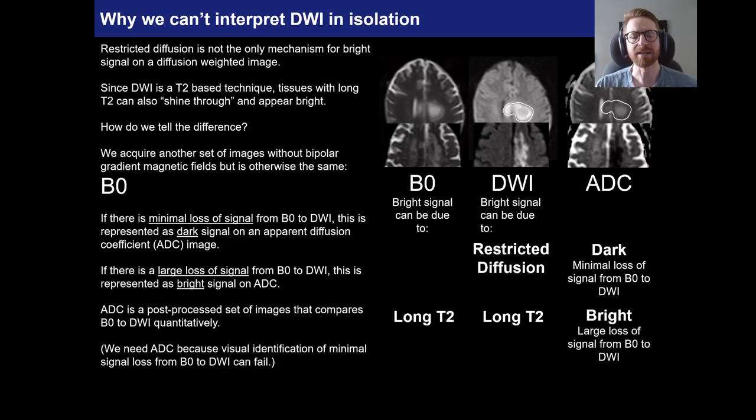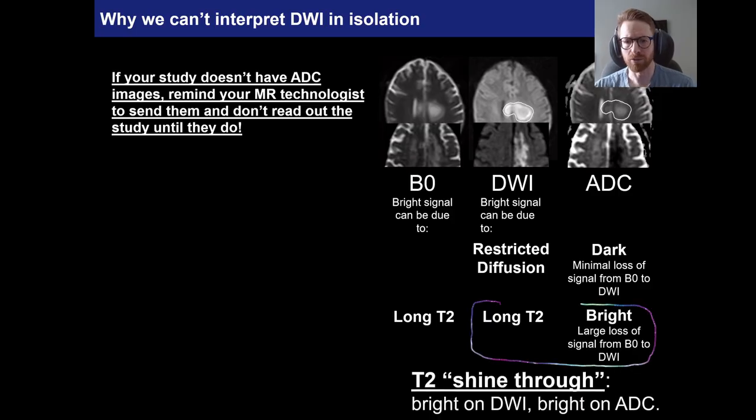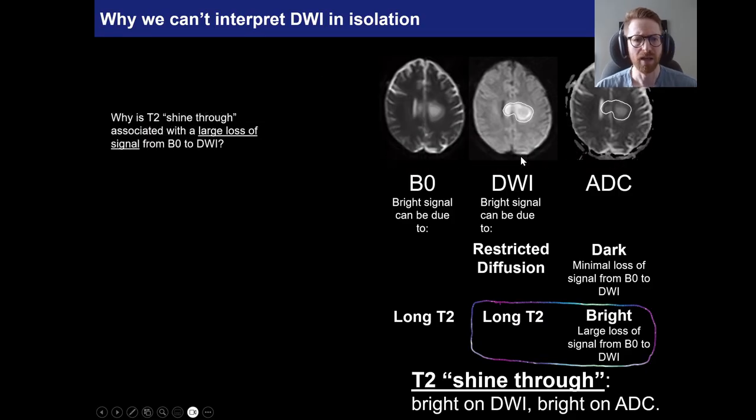So our eyes can fail us. That's why we need to have a quantitative comparison. Bottom line, if your study doesn't have an ADC set of images, remind your MR technologist to send it. You really shouldn't be interpreting the study until they send it. So this was a case of T2 shine through. This was actually an MS plaque. This was not an infarct. This was an infarct.